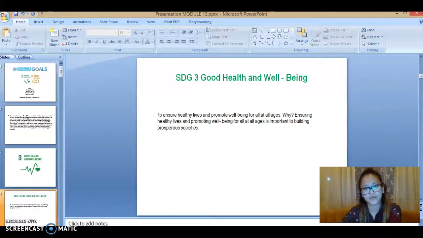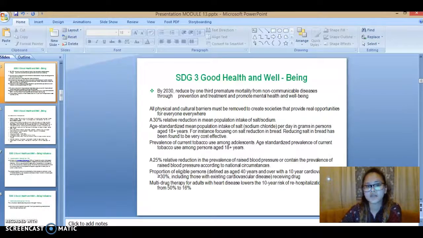Good health and well-being. What is that? To ensure healthy lives and promote well-being for all at all ages. Why? Ensuring healthy lives and promoting well-being for all at all ages is important to building a prosperous society. The target: by 2030, reduce by one third premature mortality from non-communicable disease through prevention and treatment, and promote mental health and well-being.